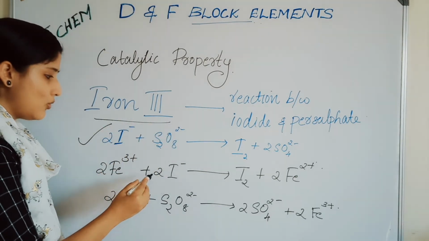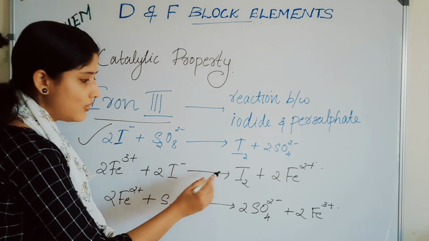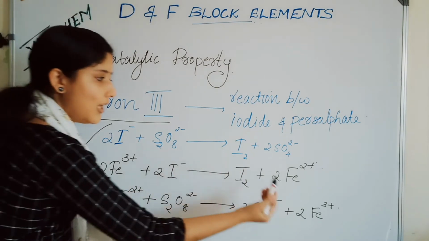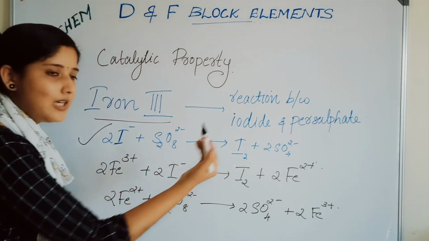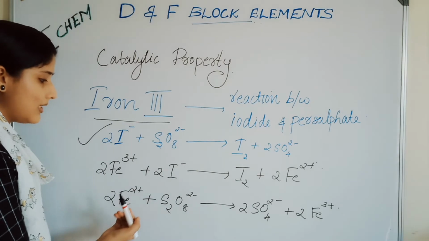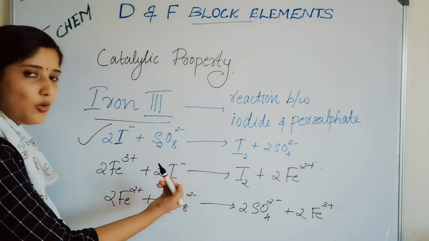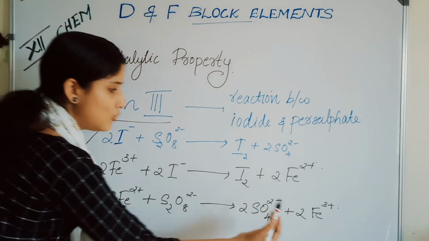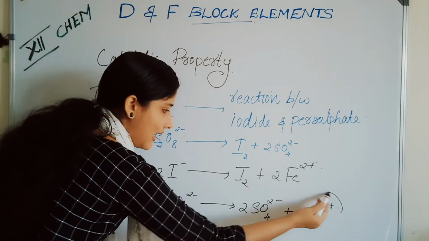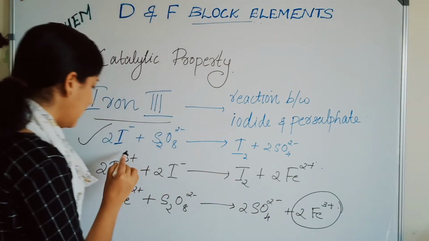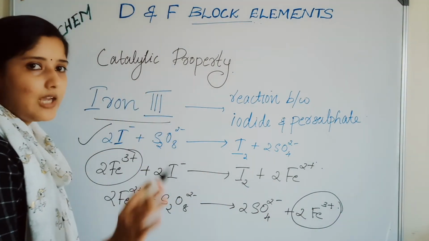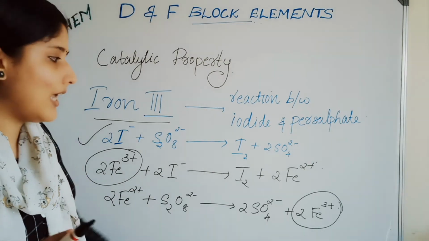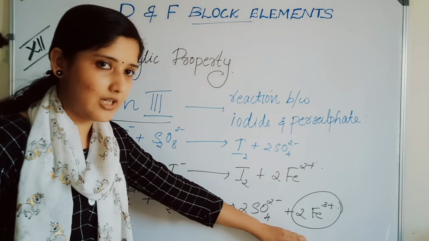2Fe3+ and 2I- will react first to give I2 plus 2Fe2+. Fe3+ goes to the Fe2+ state. The oxidation state changes, and that Fe2+ reacts with persulfate S2O8 2-, and you will get 2SO4 2- and 2Fe3+. That is, the catalyst that we used here got regenerated at the end of the reaction. At the end of a catalytic reaction, the catalyst will get regenerated.